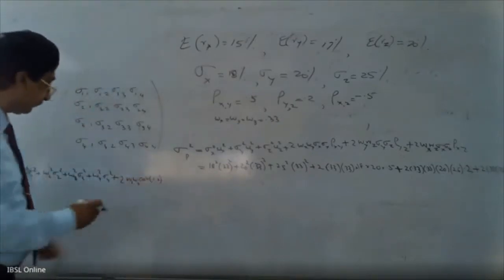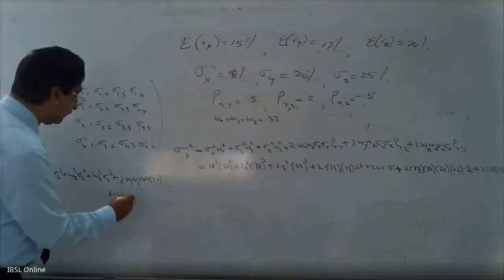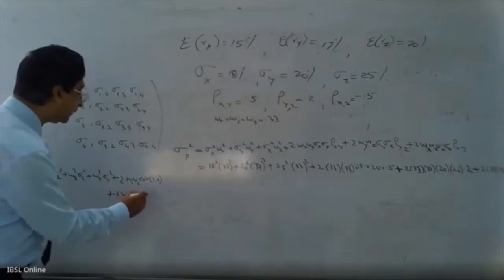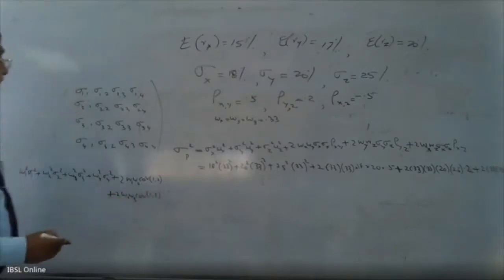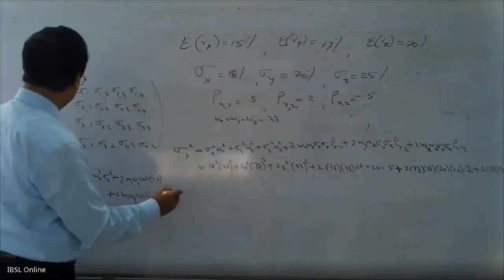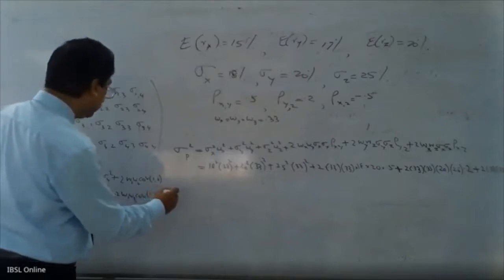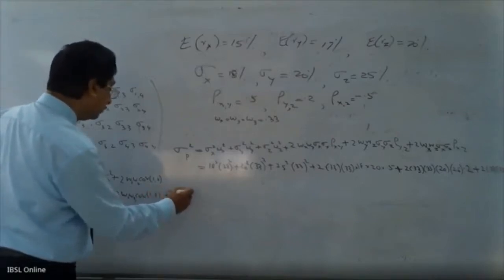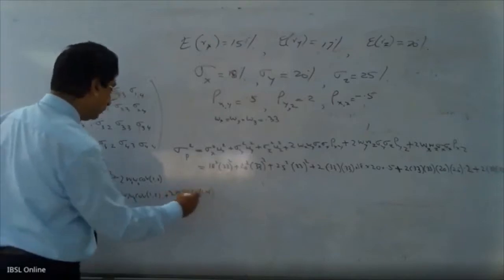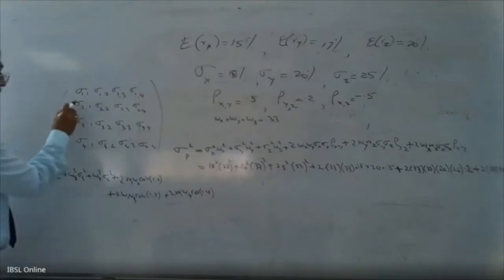What is the next figure? 2 W1 W3 covariance 1,3, plus 2 W1 W4 covariance 1,4. Anything else? So now you can just take it this way.